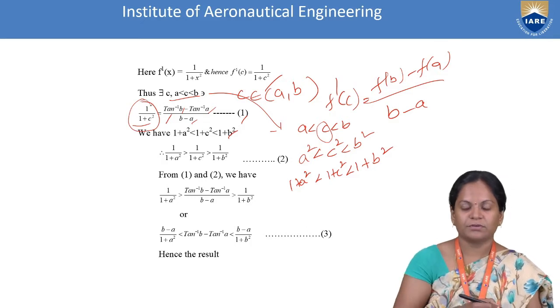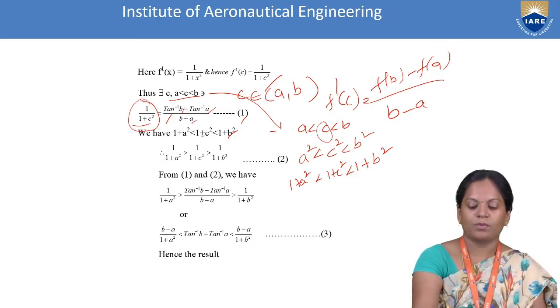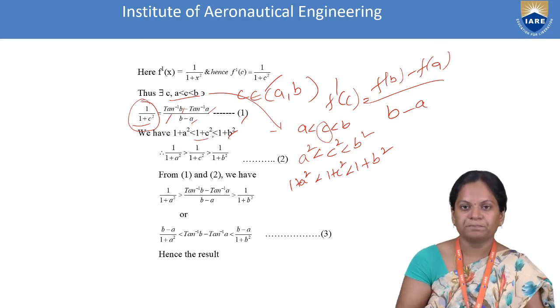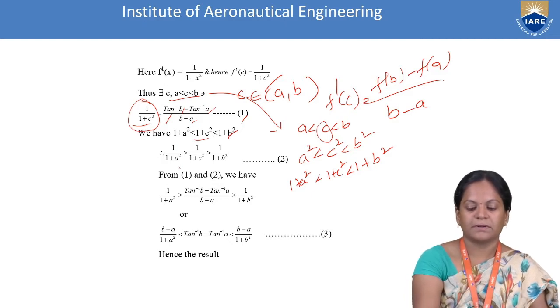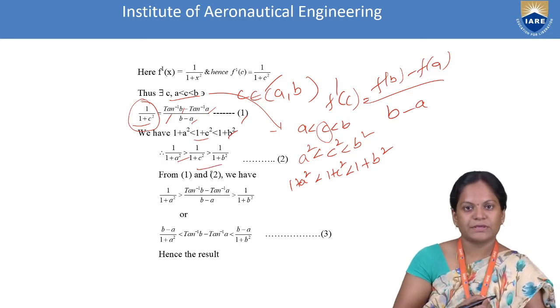Next, which one do we have to take? The 1/(1 + c²) term we want. So that's why here we have only 1 + c². How will we get it? Take 1/(1 + c²). So if we take 1/(1 + a²), the less than becomes greater than: 1/(1 + c²) > 1/(1 + b²).